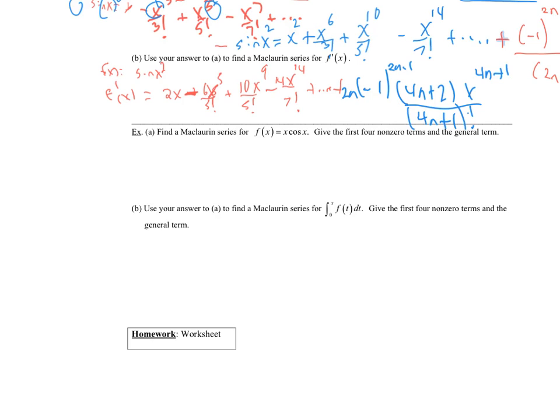Yeah, I admit you could play around with that general term and try to simplify it more and factor out the 2, stuff like that. I'll look at it closer when I'm not trying to do a video.